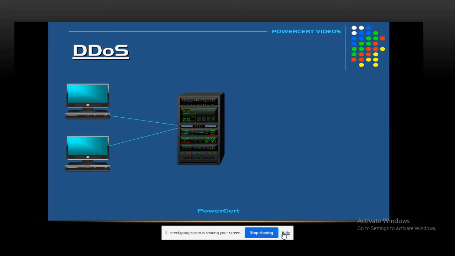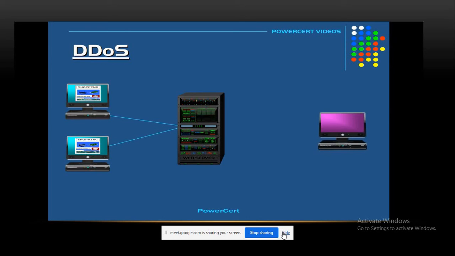So for example, here we have a web server. Let's just say that this web server could belong to a company that sells their products over the internet. And over here we have a couple of customers with their computers that are browsing the company's website, looking at the company's products or services.